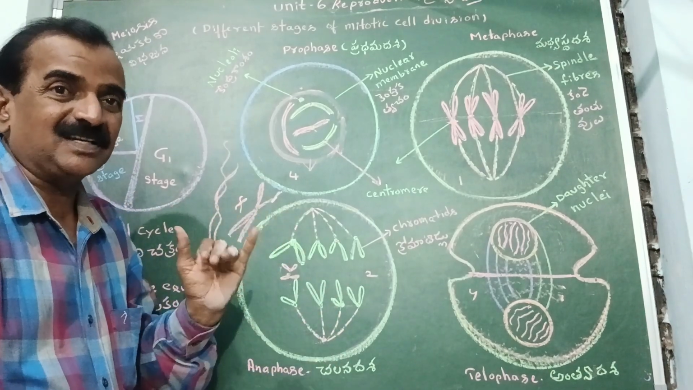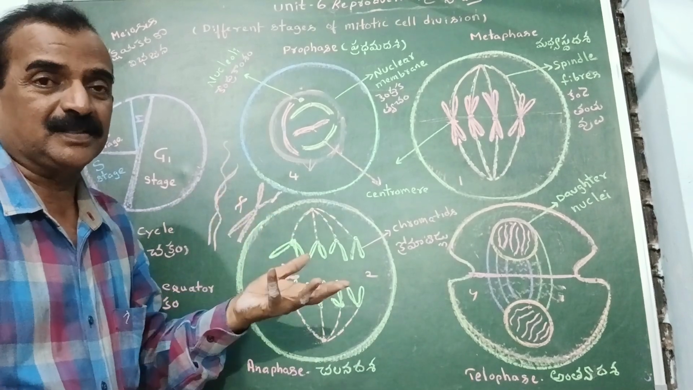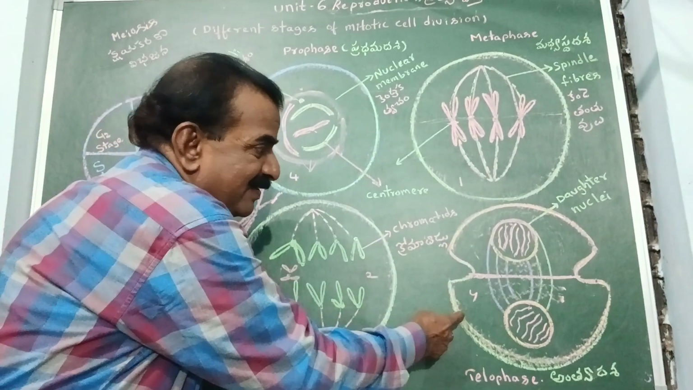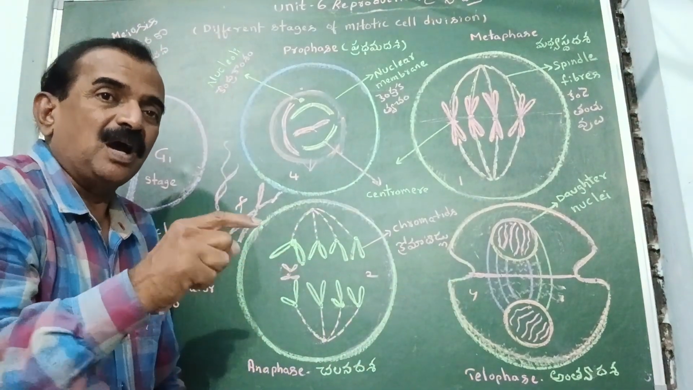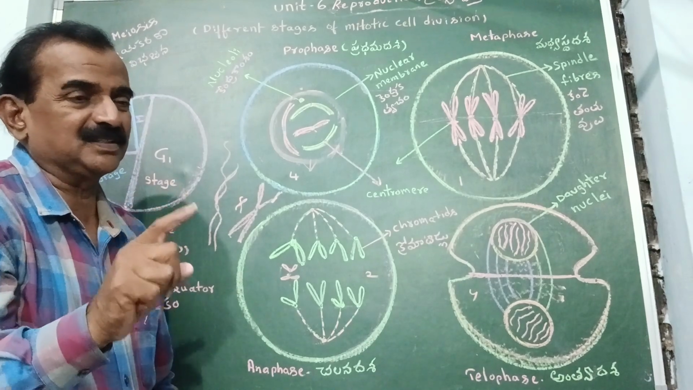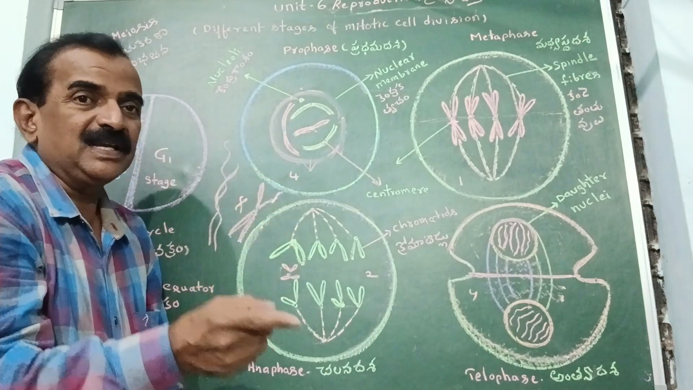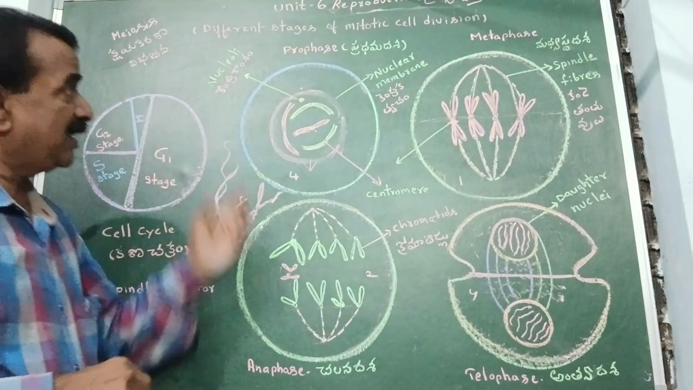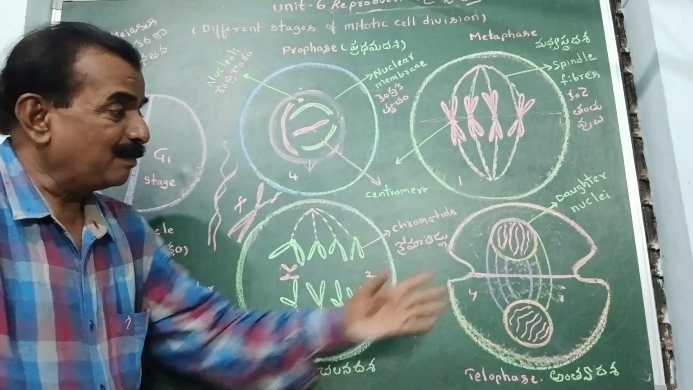Meiosis cell division is called reduction cell division. After meiosis, one cell divides twice. Here one cell divides only once, and two daughter cells are formed. In case of meiosis, four daughter cells are formed. So two divisions take place in meiosis, but in mitotic cell division, only one division takes place. At the end of mitotic cell division, two daughter cells are formed and they are identical. But in case of meiosis, four daughter cells are formed and they are not identical; they are haploid, but these are diploid.